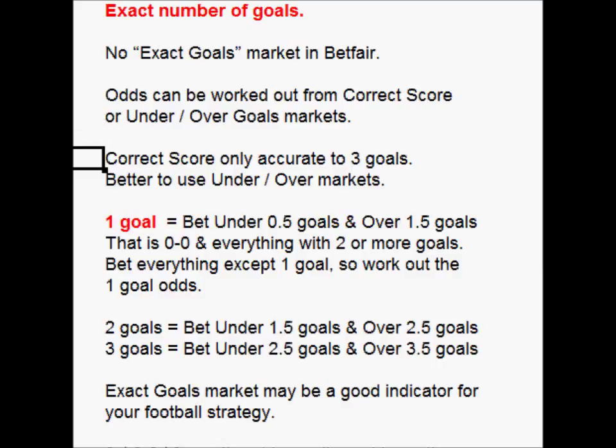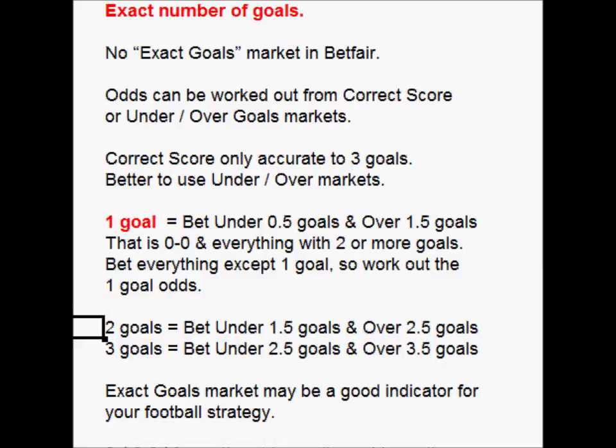Now, correct score would only be accurate to 3 goals, so a better option is to use the under and over markets. For 1 goal, the information we would need to work that out is bet under 0.5 goals, which is the same as 0-0, and over 1.5 goals, which is everything more than 1 goal. So using those 2 bits of information we can work out the 1 goal odds.